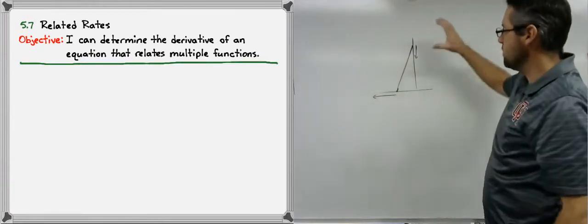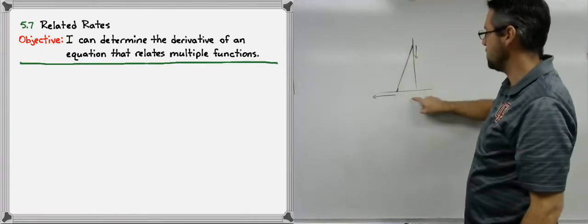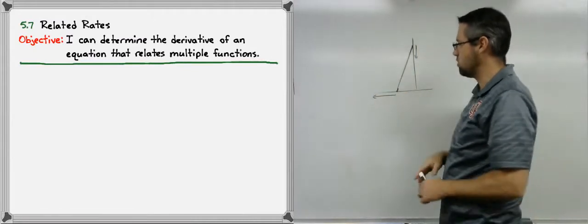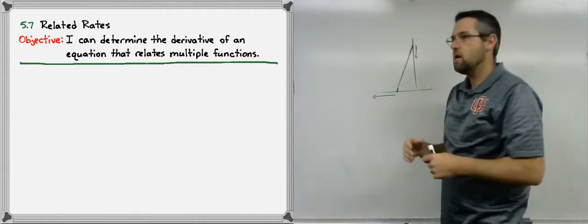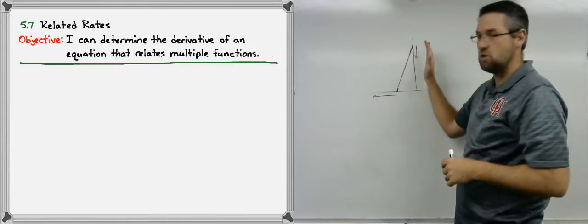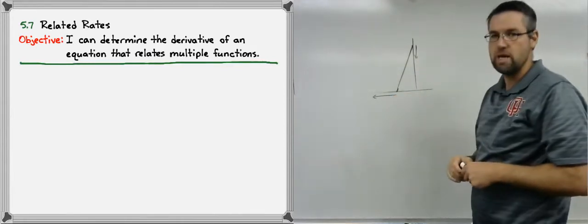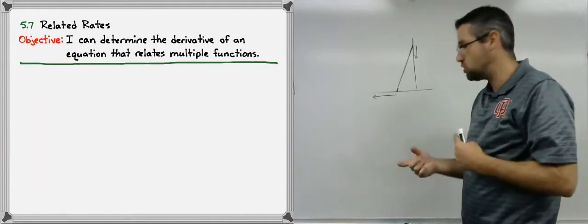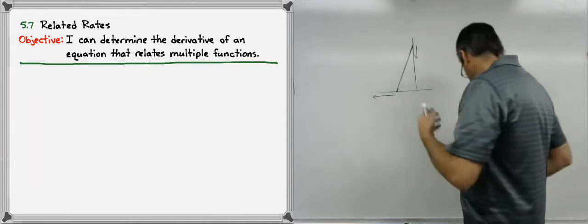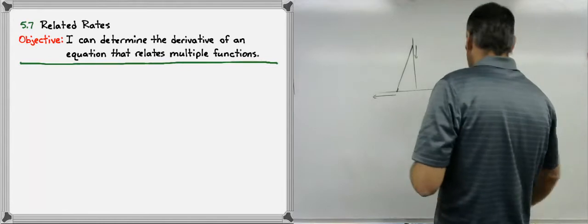So we have two different things changing. We have this length changing and this length changing. And the question for us is going to be, if we know how quickly one thing changes, what the rate is on one of them, then we can calculate the rate on the other. They are related to each other, and that is what allows us to make that calculation.